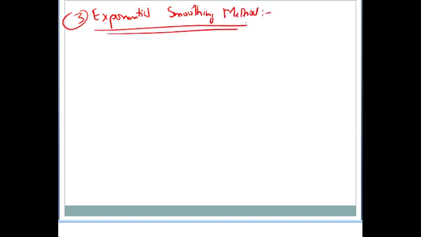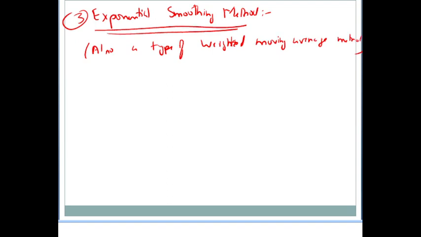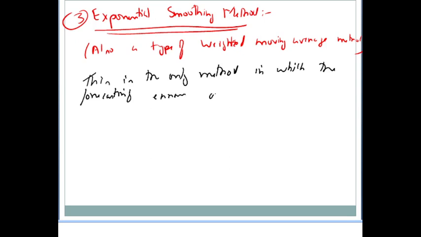Now among the quantitative techniques, exponential smoothing method is the most important. It is also a type of weighted moving average method. But however, this is better because this is the only method in which the forecasting errors are taken into consideration. Let me write this: the only method in which forecasting errors are taken into consideration.